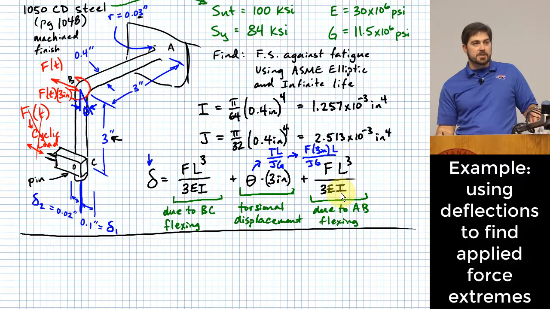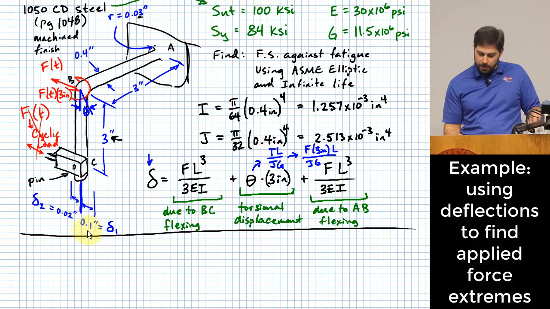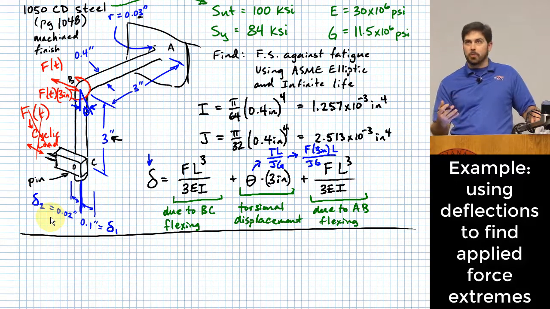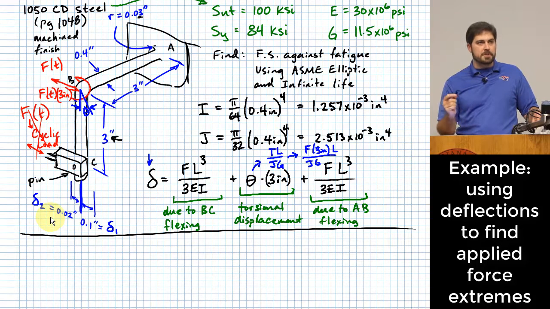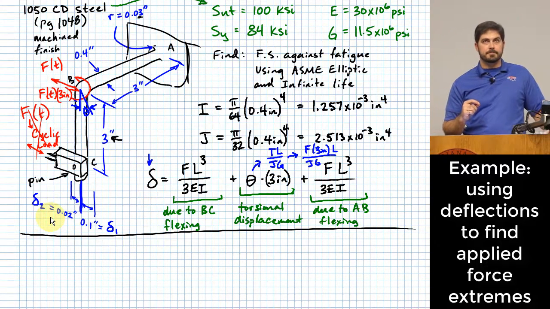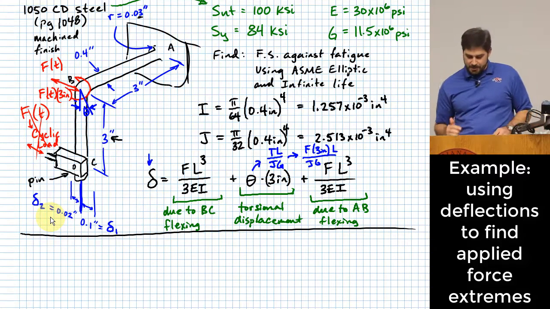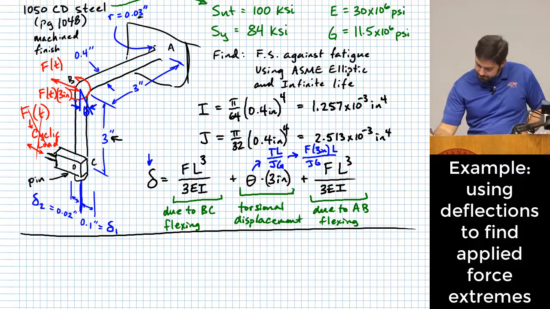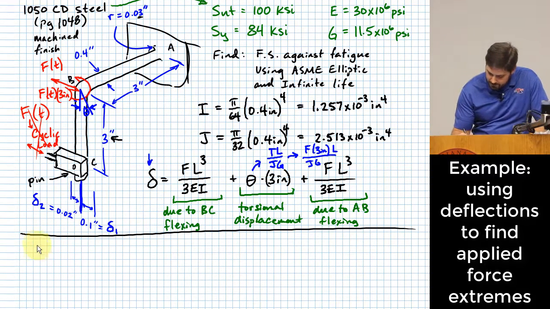And in each of the positions that we have, where it's 0.1 to one side or 0.02 to the other side, we can determine what our extremes are for that force that's being applied. All right? Shall we plug in some numbers? Okay, so I'll find F of t force extremes.